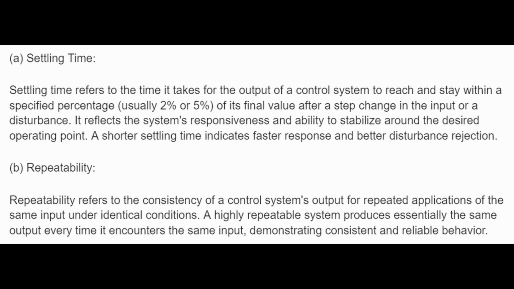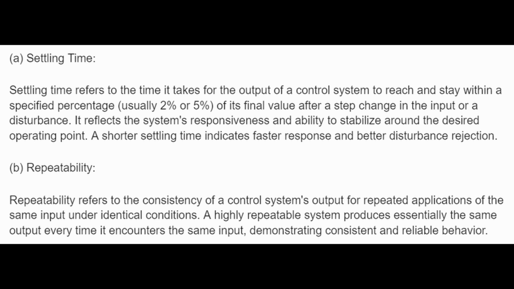A. Settling time. Settling time refers to the time it takes for the output of a control system to reach and stay within a specified percentage, usually 2% or 5%, of its final value after a step change in the input or a disturbance. It reflects the system's responsiveness and ability to stabilize around the desired operating point. A shorter settling time indicates faster response and better disturbance rejection.